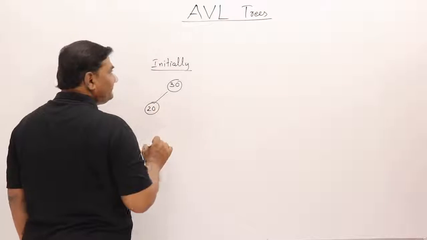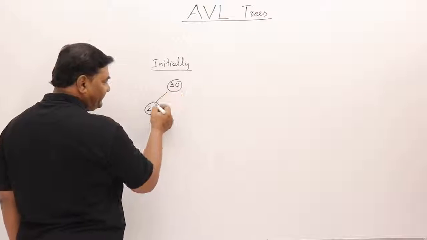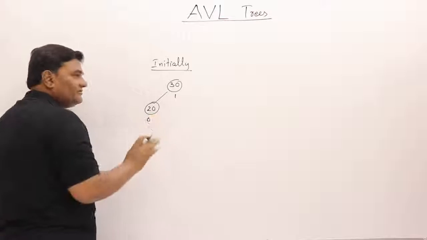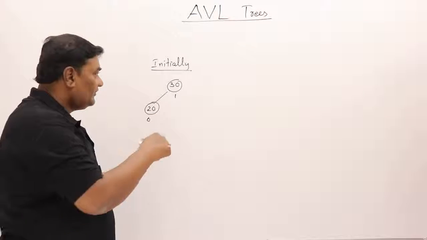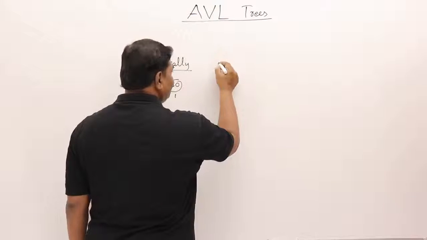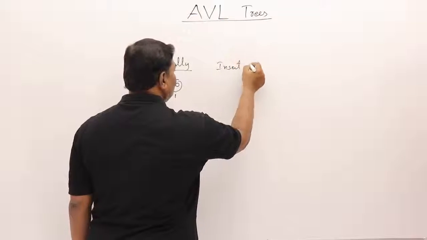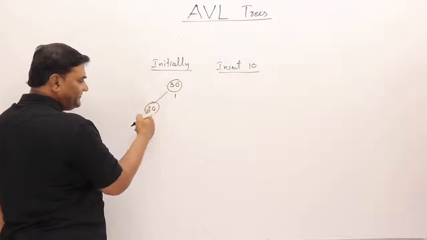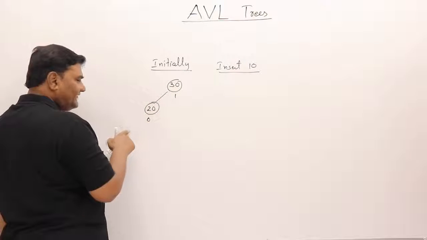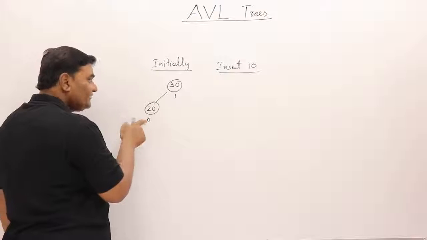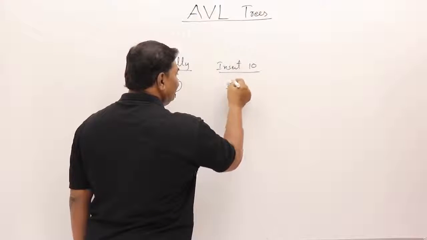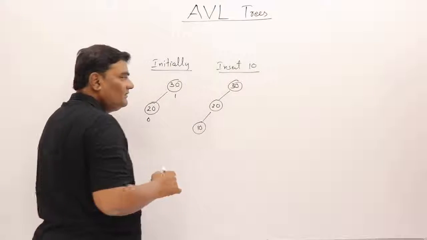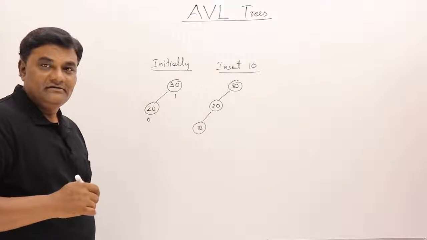Let us check whether it is balanced or not. The balance factors are 1 and 0, so this is 1 and this is 0. So this is balanced. Now in this tree, if I insert 10, where should 10 be inserted? 10 is smaller than 30, so it goes on the left side, and it's less than 20, so it goes on the left side, and there is no node there, so I can insert it. 30, 20 and 10. It is inserted on this side.